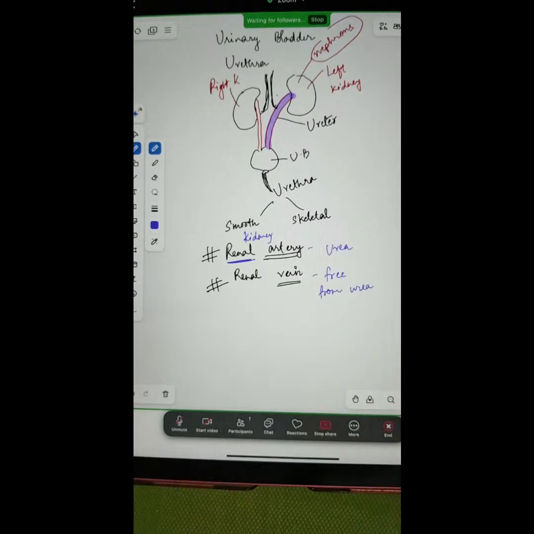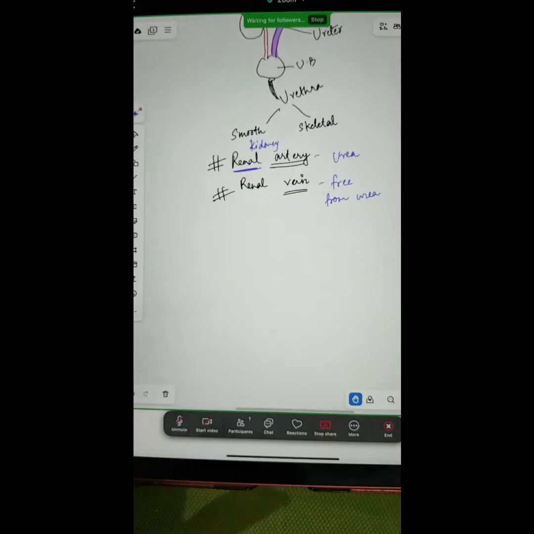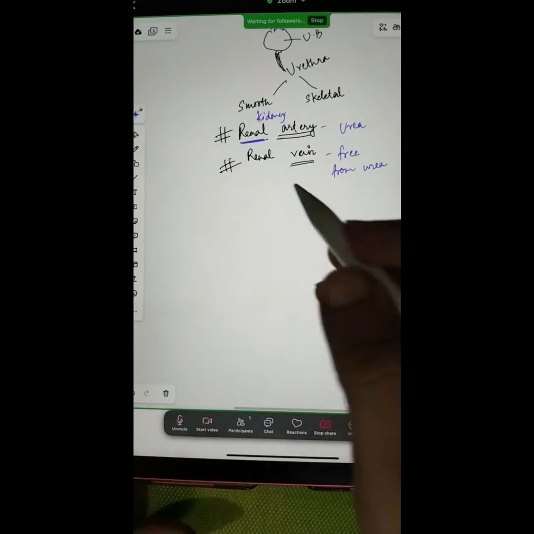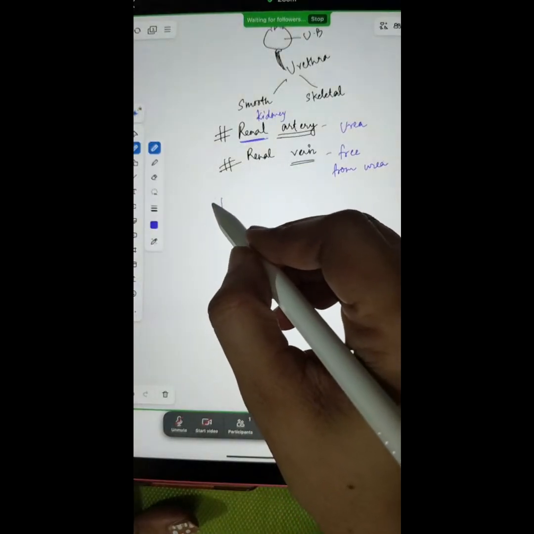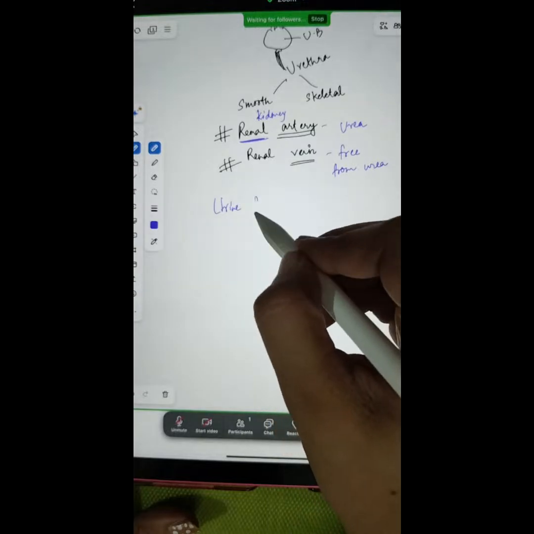So renal, what is it related to? The kidney. So the blood vessel that brings the blood towards the kidney, which will be rich in urea, is known as the renal artery, whereas the other one, the renal vein, will be free from urea, right? So after knowing all the organs that help in the excretory system, let's study the process of urine formation.